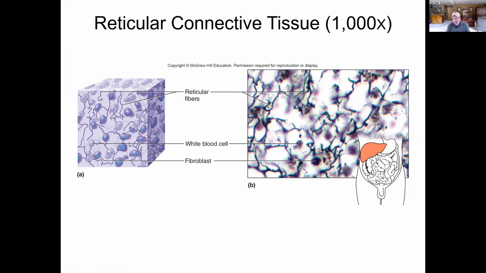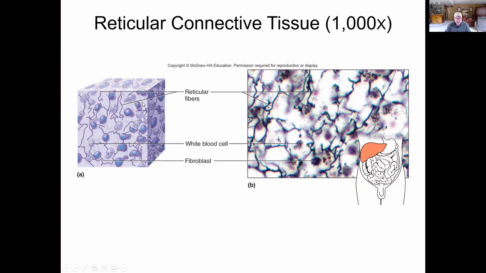If you've ever tried to cut into a liver, a lot of people don't like to eat liver, so you probably have never done that or wouldn't do it anyway. But if you ever do, even with a sharp knife, it's hard sometimes to cut right through a piece of liver. That's because of these reticular fibers providing a lot of support to the organ.